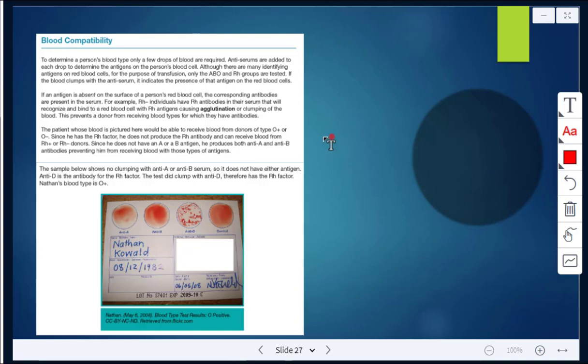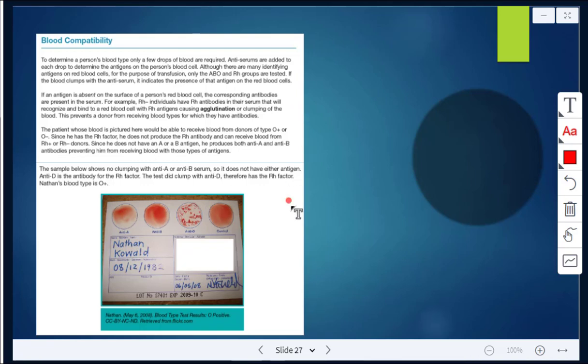In this picture here, the patient whose blood is pictured here would not be able to receive blood from donors of type O positive or O negative. Since he has the Rh factor, he does not produce the Rh antibody and can receive blood from Rh positive or Rh negative donors. Since he does not have an A or B antigen, he produces both anti-A and anti-B antibodies, preventing him from receiving blood with those types of antigens.